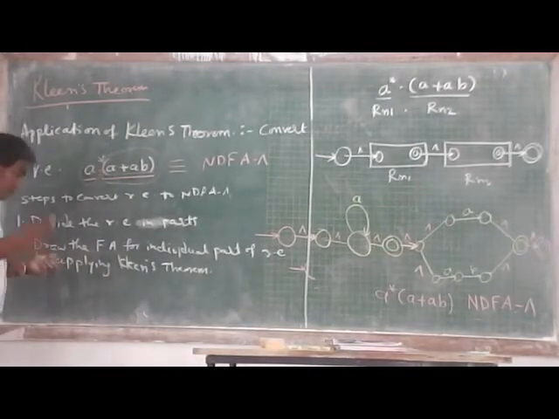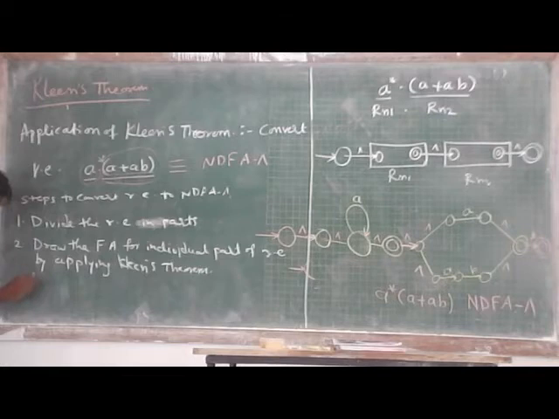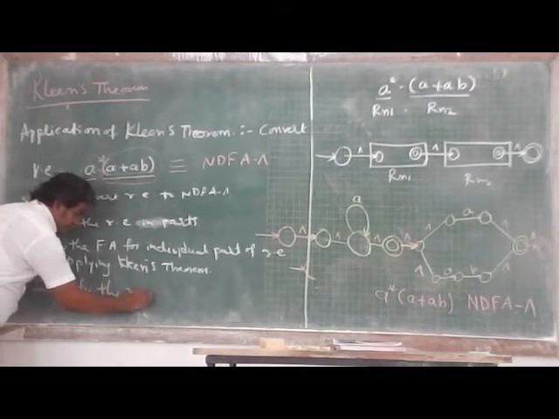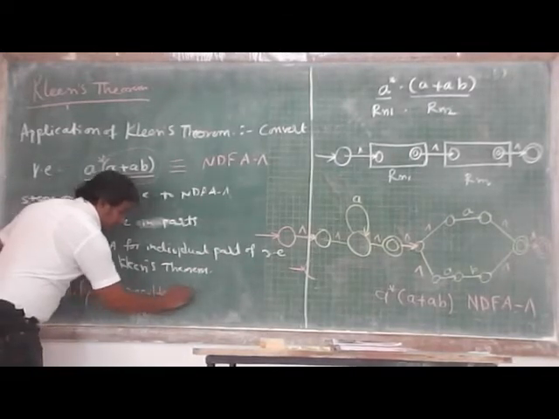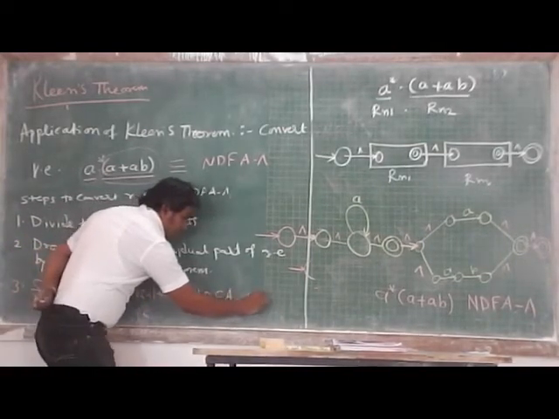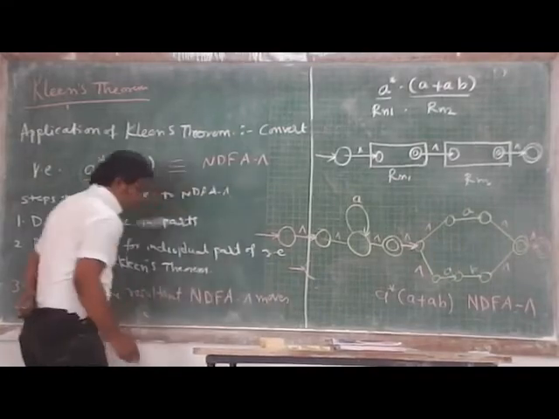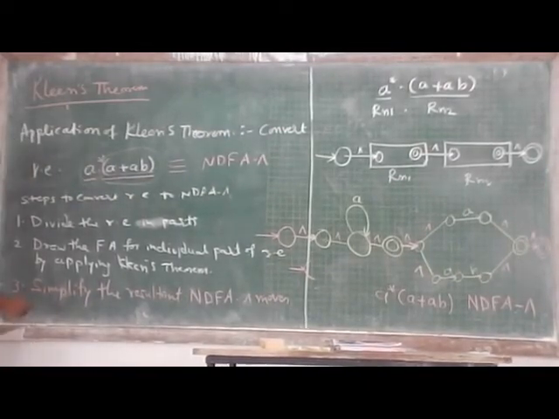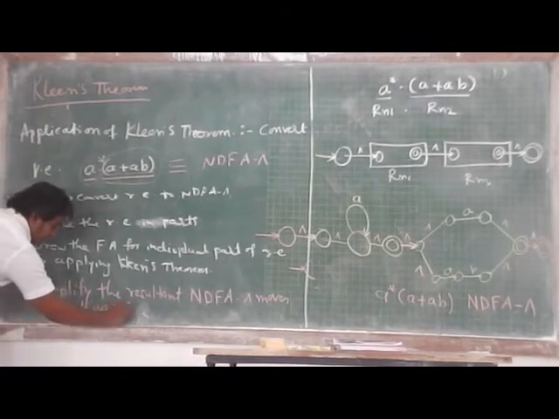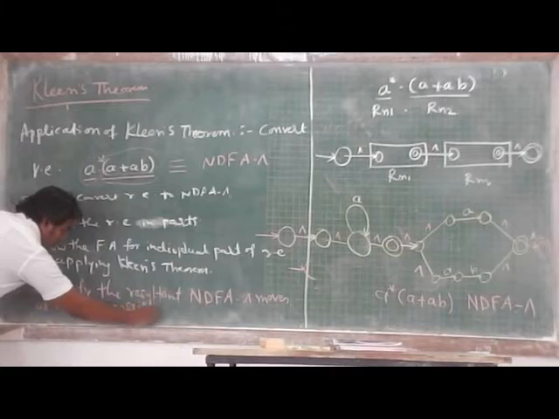Okay. One more, a third step, is there. Simplify the resultant NDFA with null moves as much as possible.